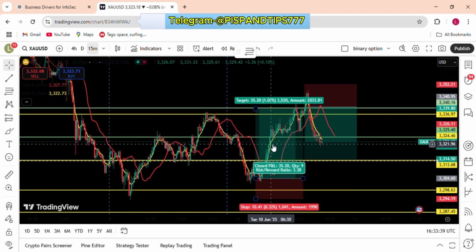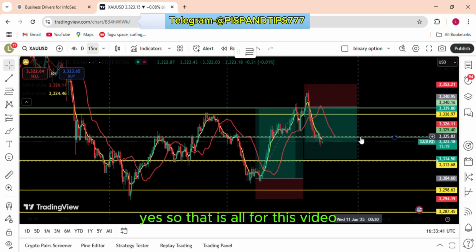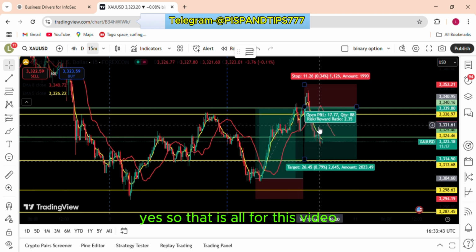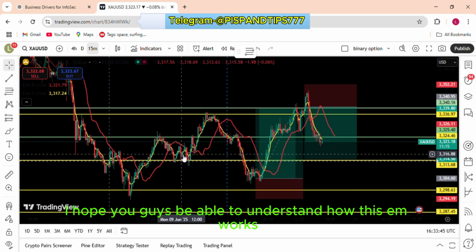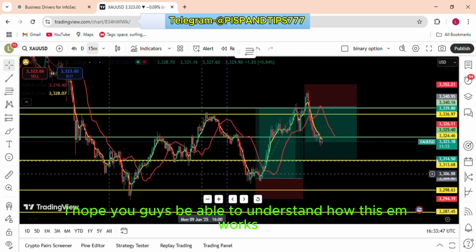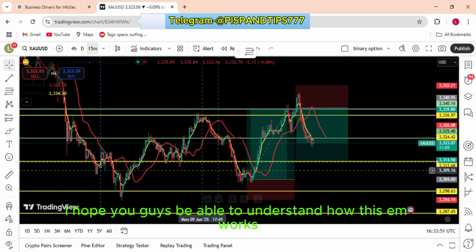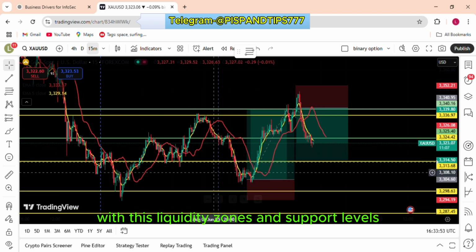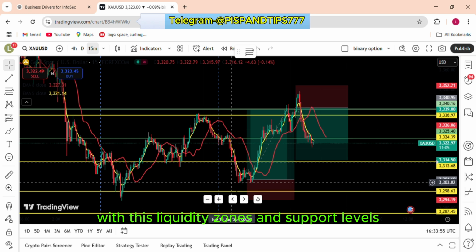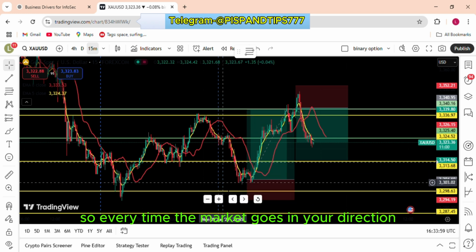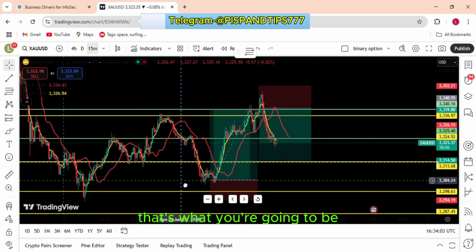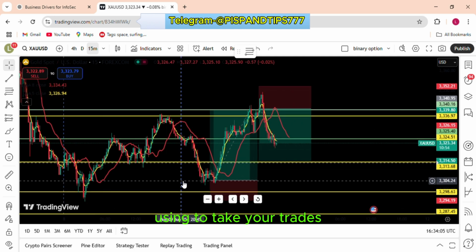So that is all for this video. I hope you guys are able to understand how this EMA works with liquidity zones and support levels. Every time the market goes in your direction, that's what you're going to be using to take your trades.